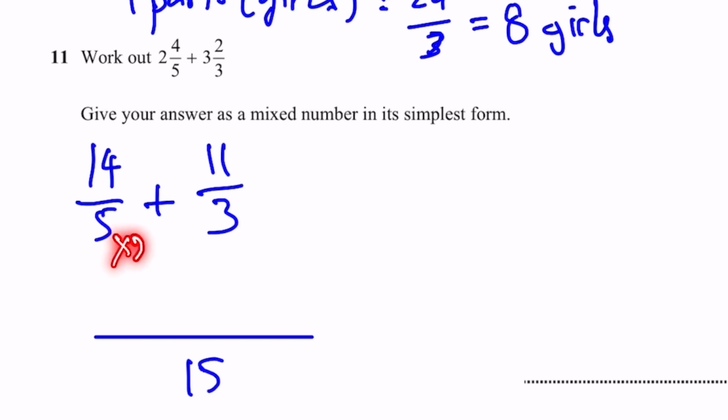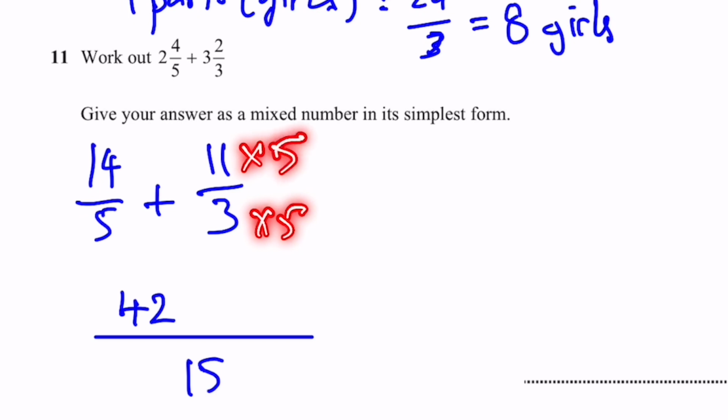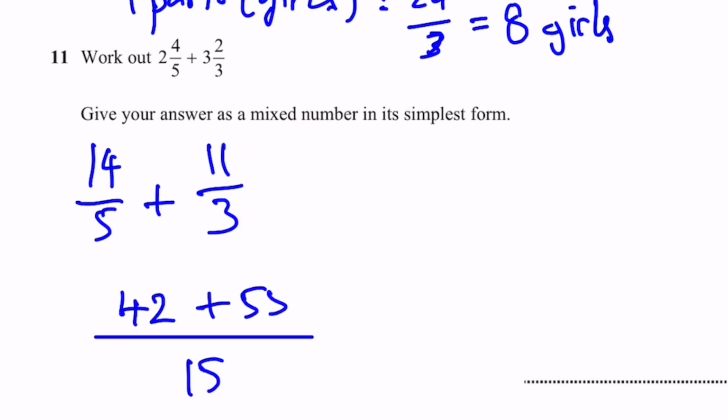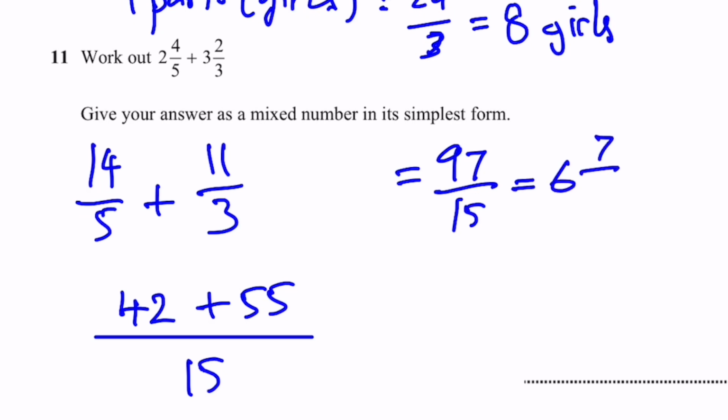We multiplied 5 by 3, so 14 by 3 must also be done, and that is equal to 42. Now we can see 3 into 5 is 15, so we multiply 11 by 5 as well. That becomes 55. So 42 plus 55, the whole over 15, is equal to 97/15. When we convert it to a mixed fraction, it is 6 7/15. That is our answer, and we shall write that.